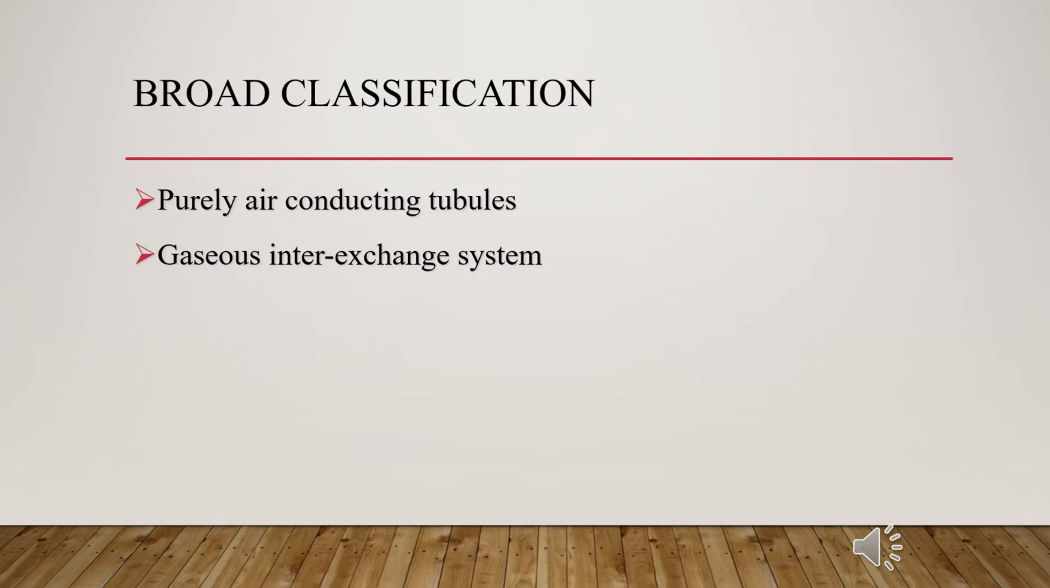The airways of the lungs are broadly classified into 2 types. First is the purely air conducting tubules and the second is the gaseous interexchange system. Now the main function of the respiratory system is to provide oxygen to the tissues and remove the carbon dioxide from the tissues. So the main function of air conducting tubules is just to provide the air from the outside atmosphere to the lungs. And the main purpose of the gaseous interexchange system is to provide oxygen to the tissues. So there are divisions, and beyond the terminal bronchiole, the gaseous interexchange system starts.